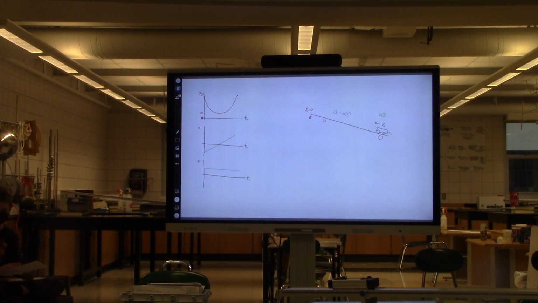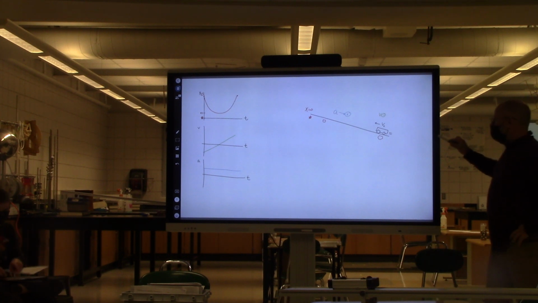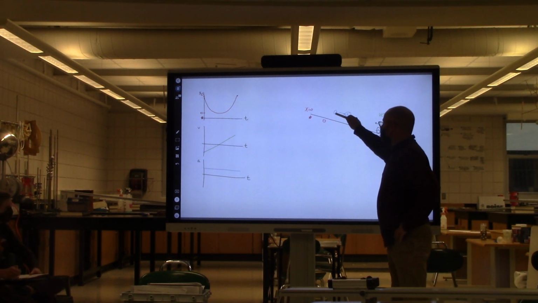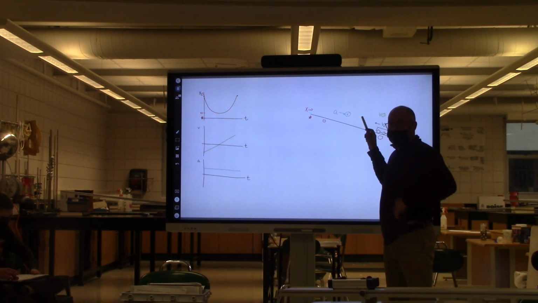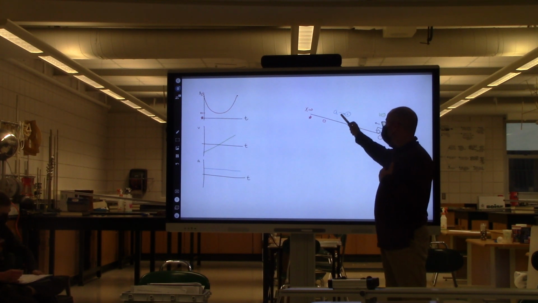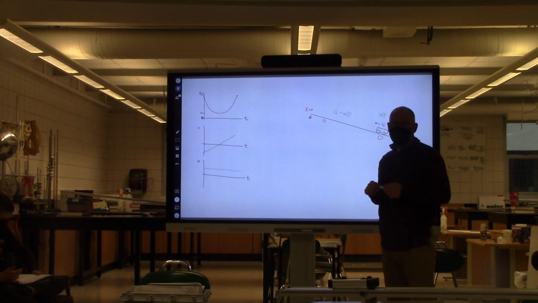Could you say that one more time? Yeah. Because the ramp is slanted down and to the right, a car put on the ramp would go to the right. Therefore, its acceleration is to the right, and right is the positive direction.